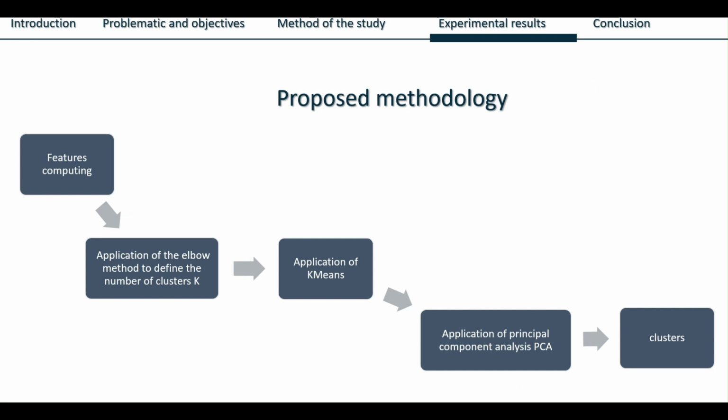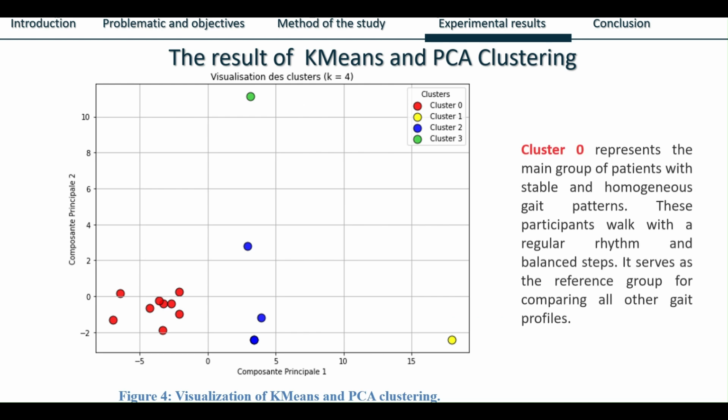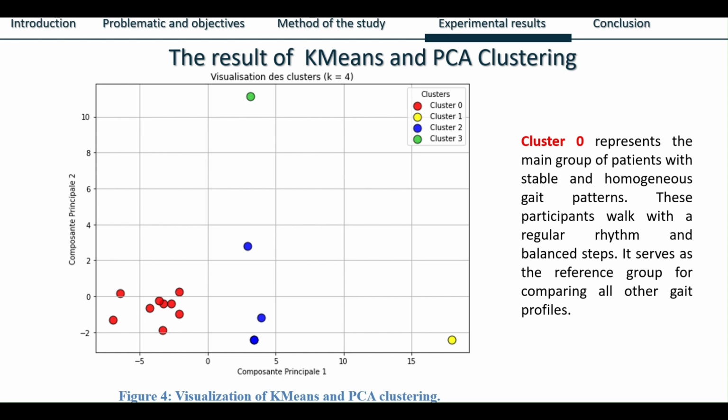After that, we apply the K-means and the PCA. And finally, we have as results the clusters. Here we have 4 clusters. The red one represents the main group of patients with stable and homogeneous gait patterns. These participants walk with a regular rhythm and balanced steps. It serves as the reference group for comparing all other gait profiles.